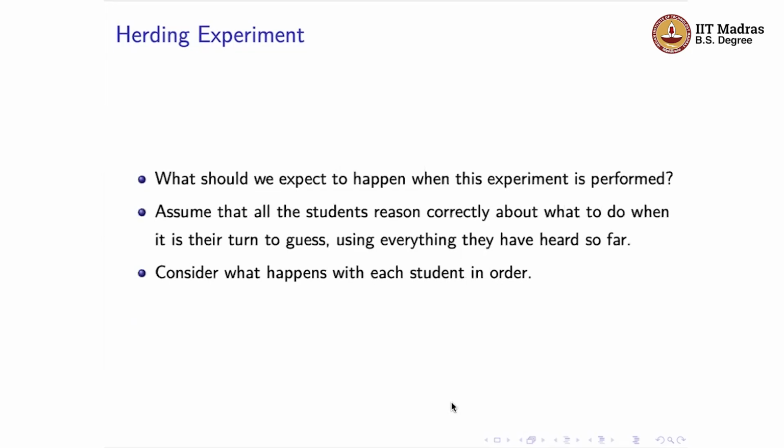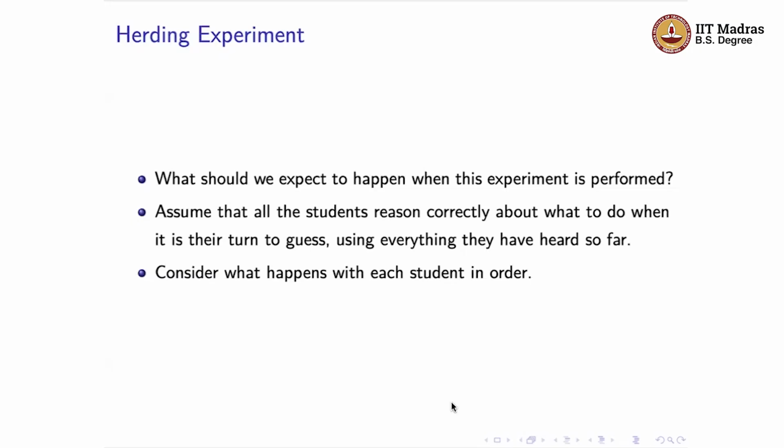And now we are going to consider what's going to happen when this experiment is performed, right? So we are going to make some assumptions. First, we are going to assume that all the students are going to try and reason correctly about what to do when it is their turn to guess, and they're going to use everything available to them. So just to give you a preview, they know what the students earlier have guessed, because the guesses were public, and they will also get to see the color of the marble that they draw, right? So this is the information on the basis of which they have to answer.